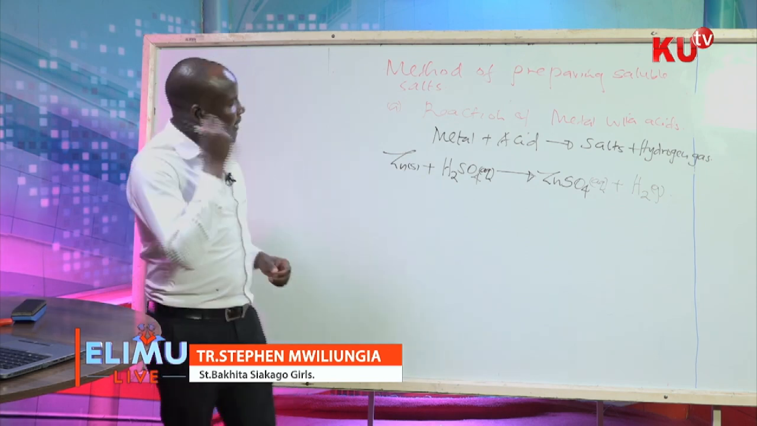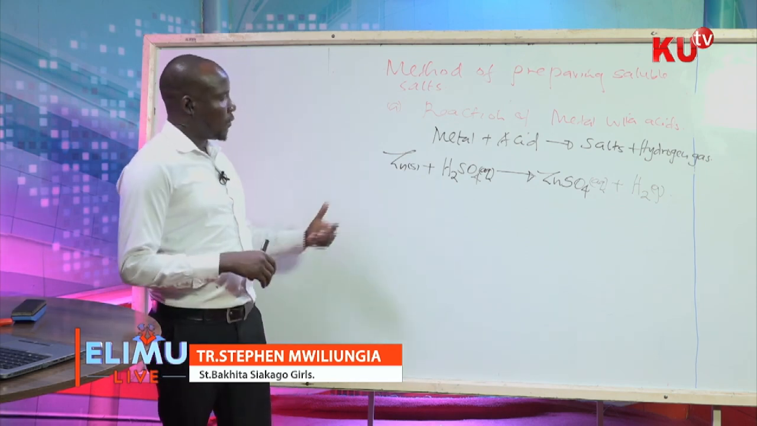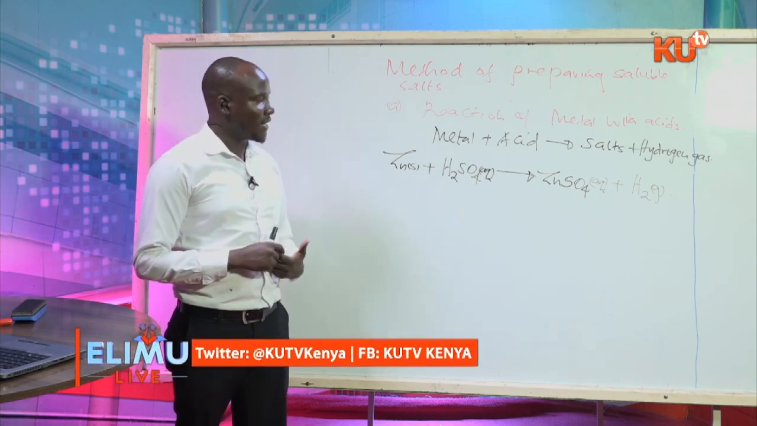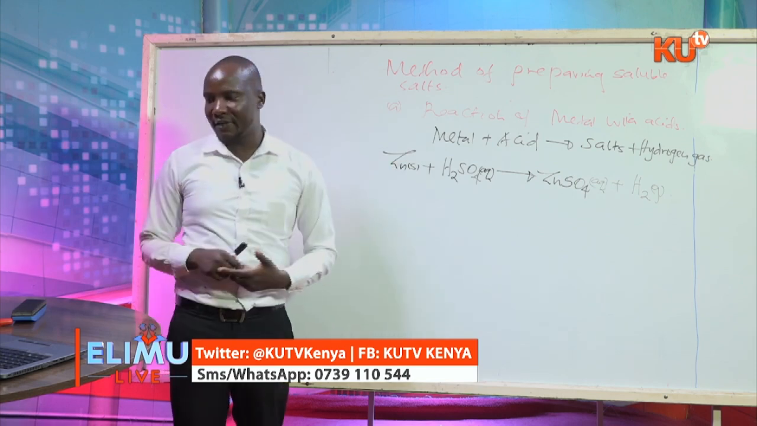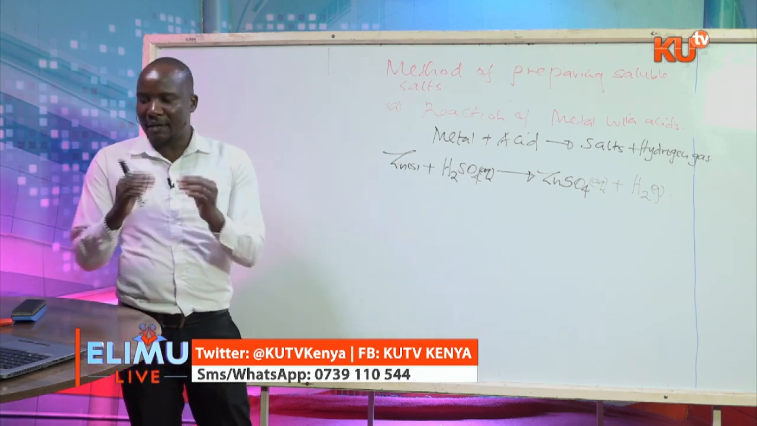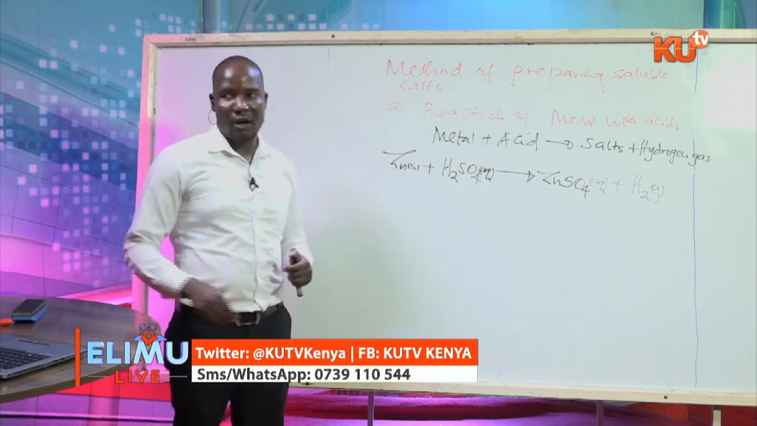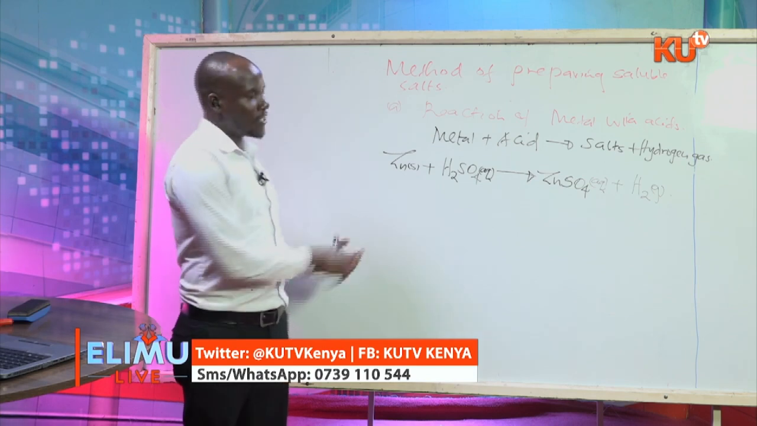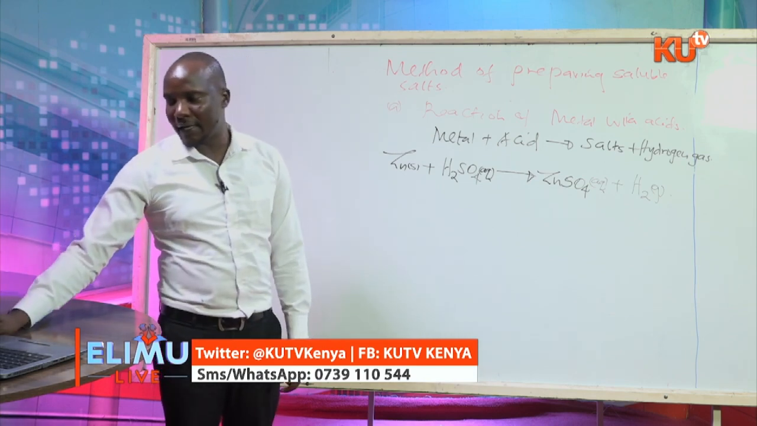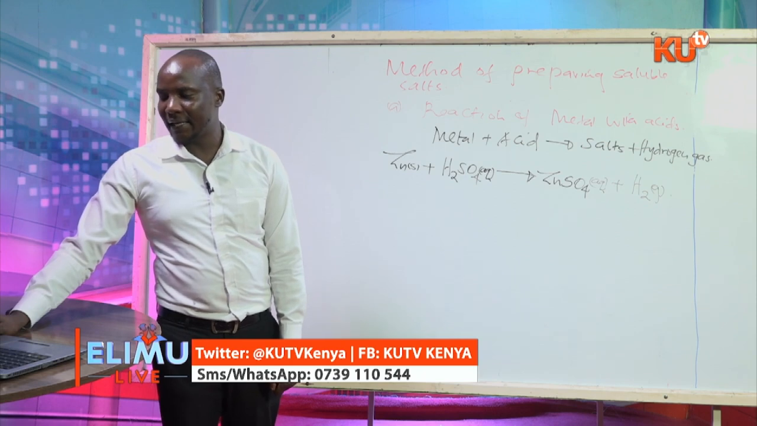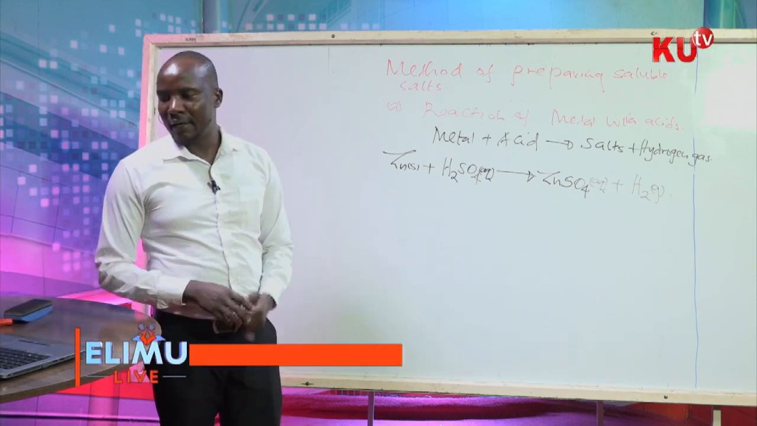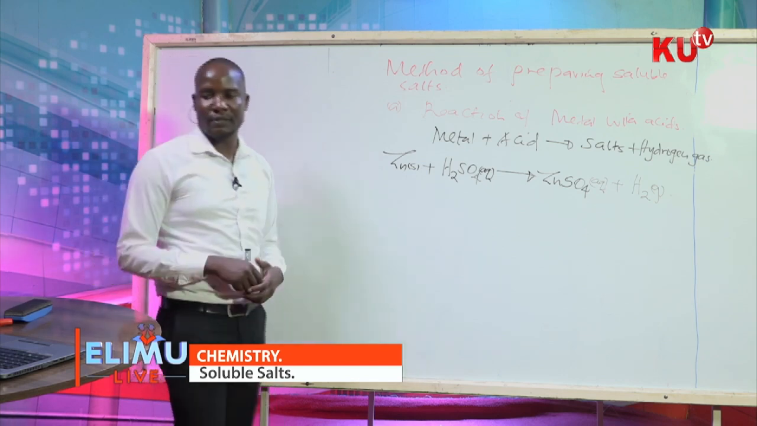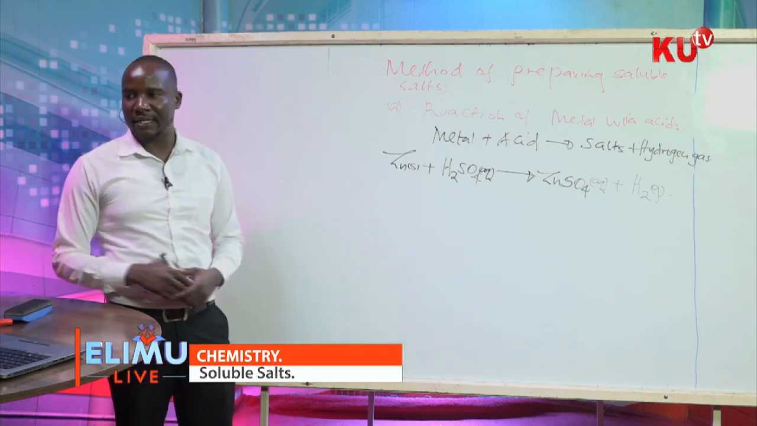Now, when preparing this zinc sulfate, you add zinc to the sulfuric acid. There are some things you need to point out. On the screen, I will now reflect the discussion, what you need to learn. On the screen, there is zinc reacting with dilute sulfuric acid to produce zinc sulfate and hydrogen gas.